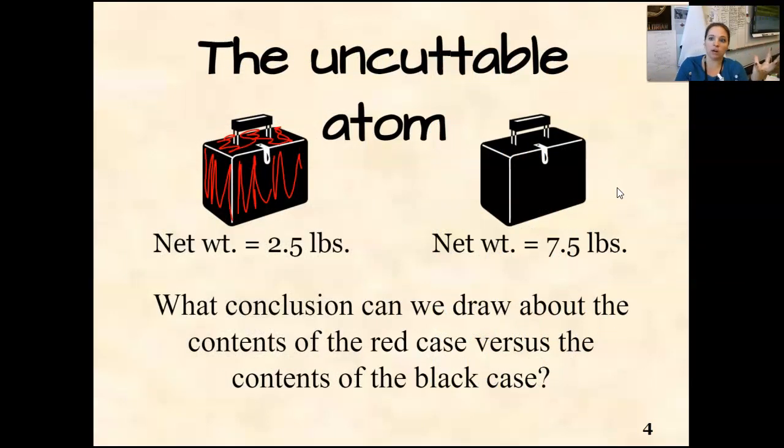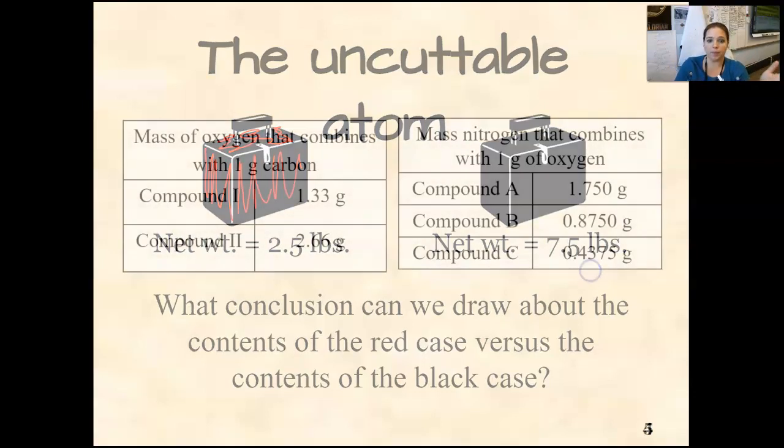So with this uncuttable atom theory, if I have this red atom or suitcase and then a black atom suitcase, I can't break them down. So this red atom weighs 2.5 pounds. This black atom weighs 7.5 pounds. They can't get broken down anymore. That's it. That's as far as they can go. That's what we can get from his theory.